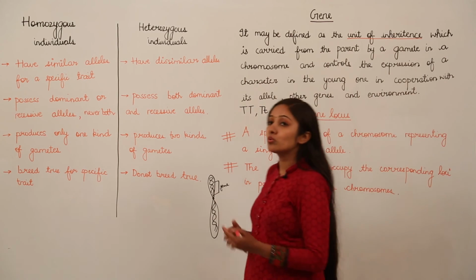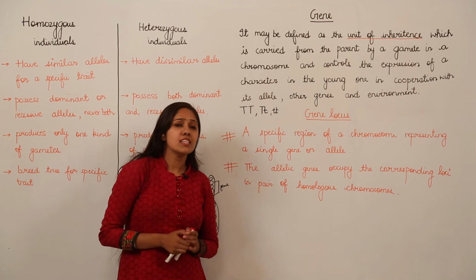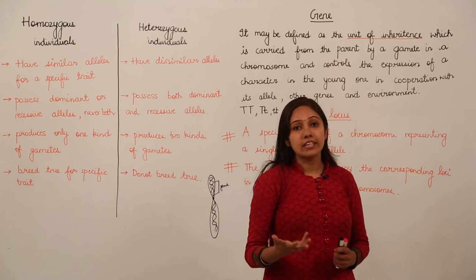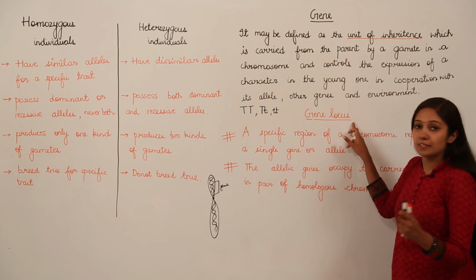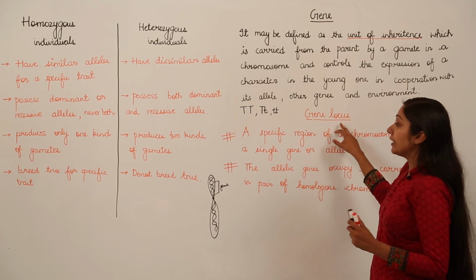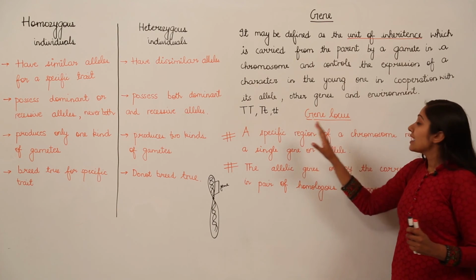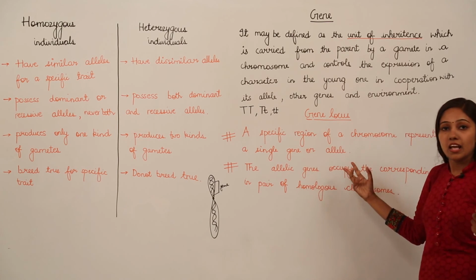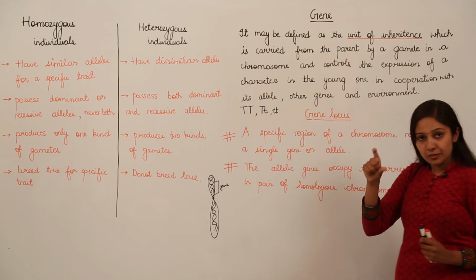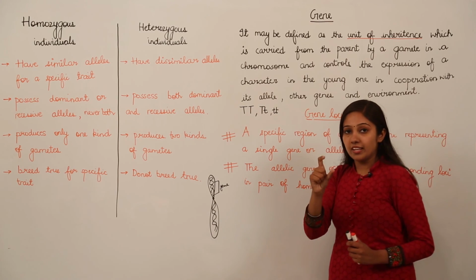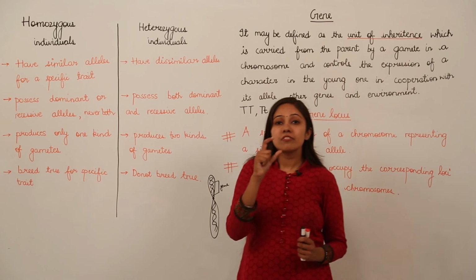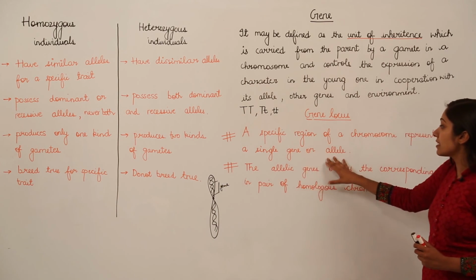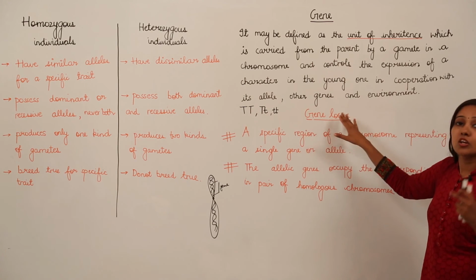Now, let's move on to the next topic, a very important topic that is necessary to clear your basics and for an understanding of the study of genetics, that is gene locus. Try to understand this very carefully. What is a gene locus? A specific region of a chromosome representing a single gene or allele. When I am talking of a single gene, a particular segment of DNA which is going to encode for a specific characteristic, that region of chromosome where that gene is present, that is known as gene locus.